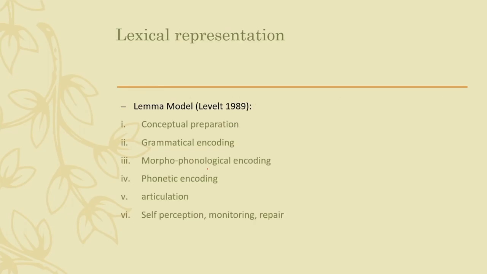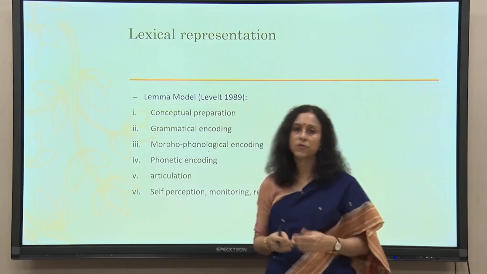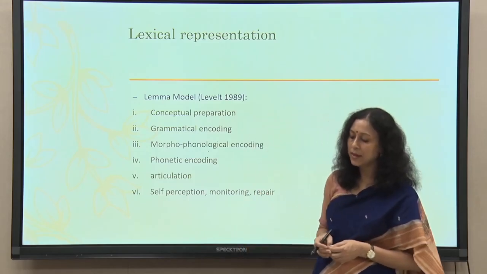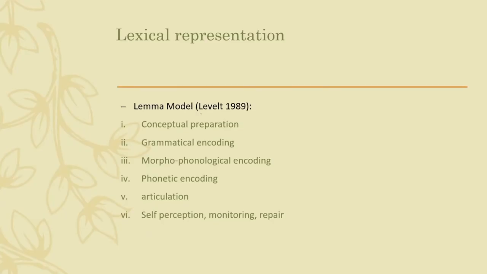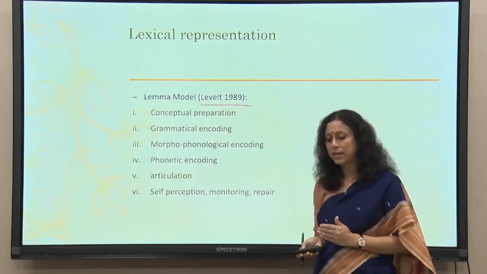So one of the most widely accepted and one of the most famous models for this lexical representation in the human brain was given by William Levelt in 1989. It is called the Lemma model, and he proposes a six-stage system through which speech production takes place. It starts with conceptual preparation, goes on to grammatical encoding, then morphophonological encoding, followed by phonetic encoding, then comes articulation.